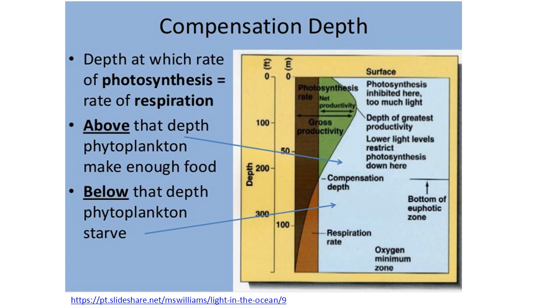Below the euphotic zone, you have the dysphotic zone. And below the dysphotic zone, yung wala na talagang light, yun yung tinatawag na aphotic zone. Euphotic zone, yung may light. Dysphotic, konti na lang yung light. Aphotic, wala na talagang light.